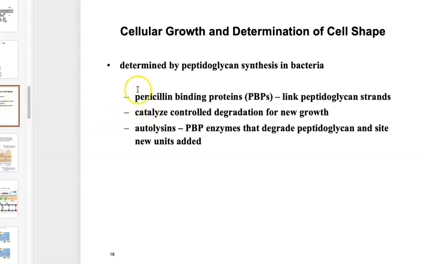But in order for the bacteria to both build peptidoglycan and break it down when necessary to build new peptidoglycan, they need autolysins as well as enzymes that are more anabolic.